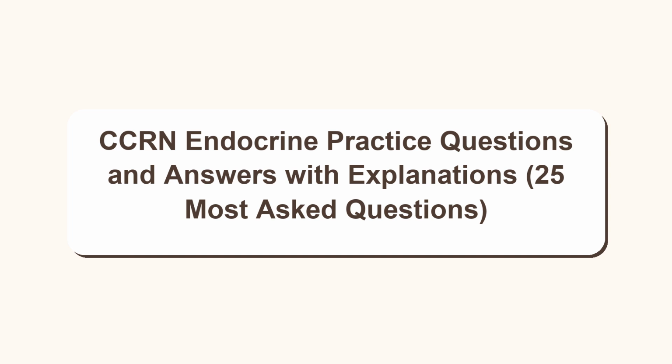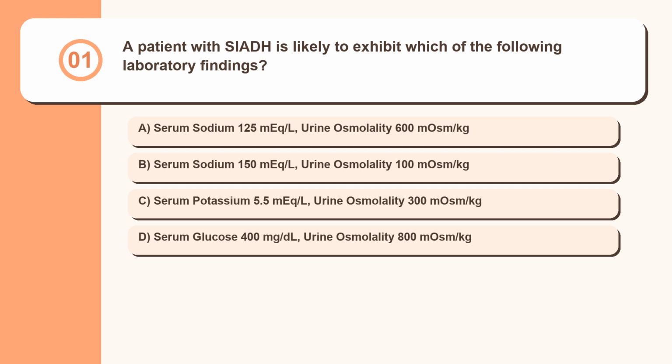CCRN Endocrine Practice Questions and Answers with Explanations. 25 Most Asked Questions. Question 1. A patient with SIADH is likely to exhibit which of the following laboratory findings? Serum sodium 125 milliequivalent/L, urine osmolality 600 mmosm/kg.